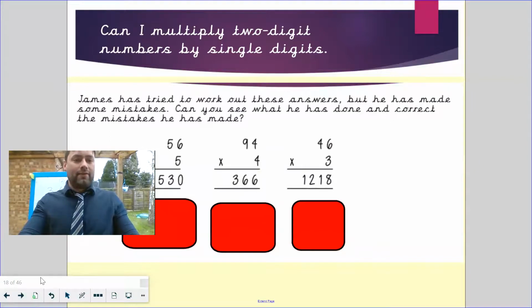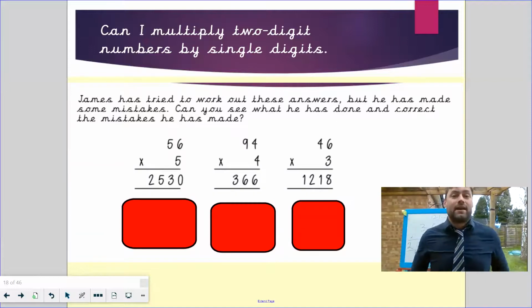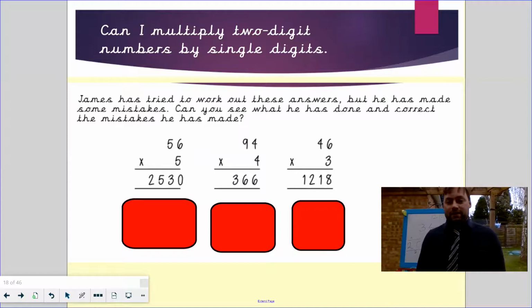So I would like you to have a go at these. James has tried to work out his answers, but he's made some mistakes. Can you see what he has done and correct the mistakes he has made? So pause the video.